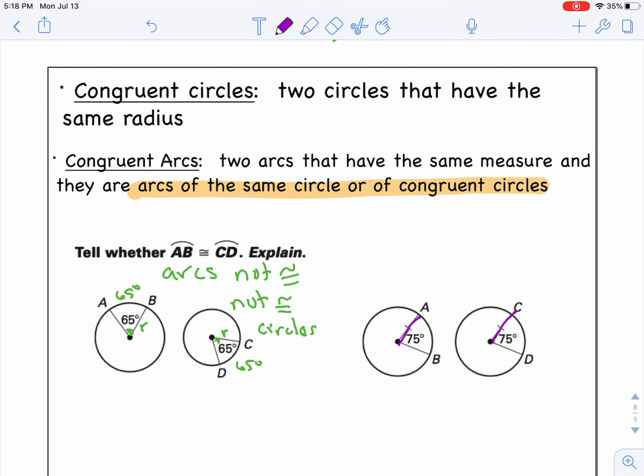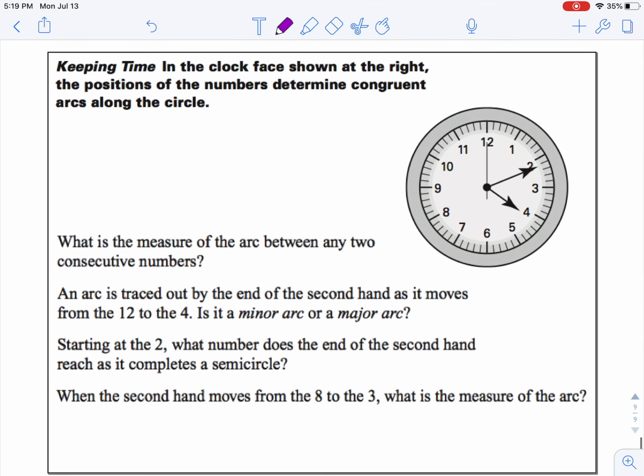What about the second example? Well, now we can see the radii are marked congruent right here and right here. So that's how you know that those are congruent circles. So that means the arcs are also congruent. So yes, because we do have congruent circles. And you know that because radii, that's the plural of radius, radii are congruent. You can tell that by the way it's marked. So that can be kind of tricky sometimes.